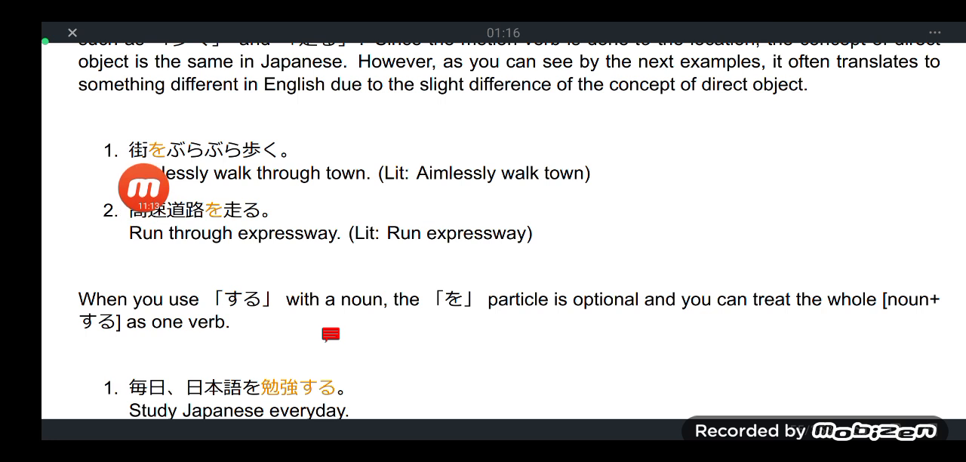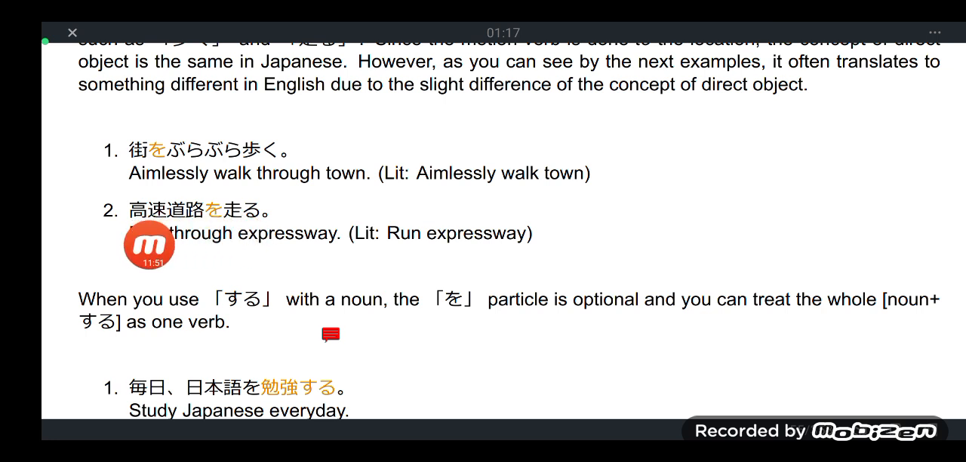Just like this, machi, this kanji is machi, or town, an urban town. Machi wo bura-bura, bura-bura is the adverb. Machi wo bura-bura aruku. Usually the adverb is on the left side of the verb. So bura-bura means aimlessly, walking, aruku. Machi wo bura-bura aruku: aimlessly walk through the town, or literally, aimlessly walk town. Kosokudoro wo hashiru, run through the expressway.